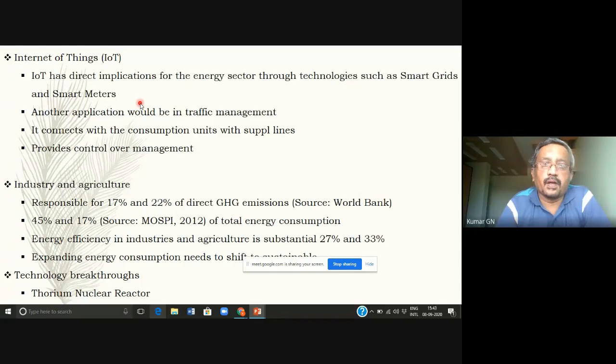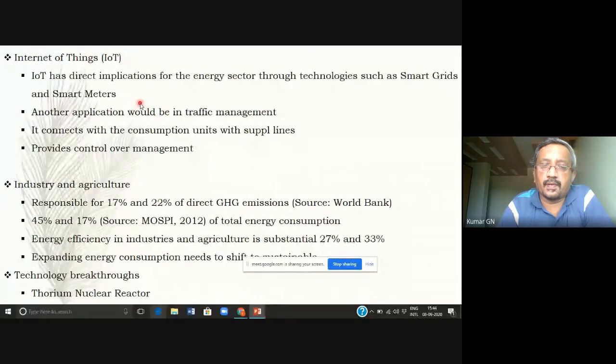Maybe in future, including our driving license, the emission certificate of the vehicle, and whether insurance is made or not, those things we can see online itself. We don't have to carry the hard copies. It connects with the consumption unit, including electricity, and provides control over the management. If you use Internet of Things and good software, we can extract any data and analyze it.